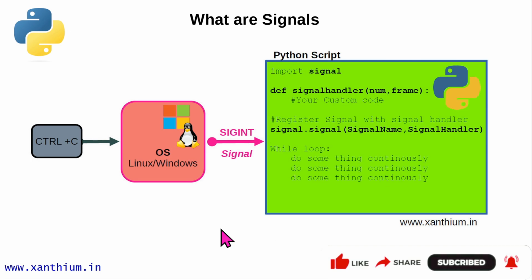If I have not written any particular handler code on receiving the SIGINT signal, the Python script will terminate. Now, all the signals in the system are given a particular integer number, and we will be using the Python signal library to access and use the signals.